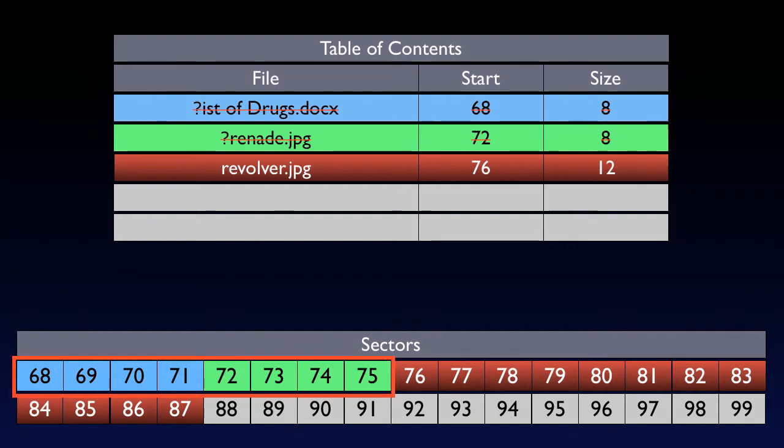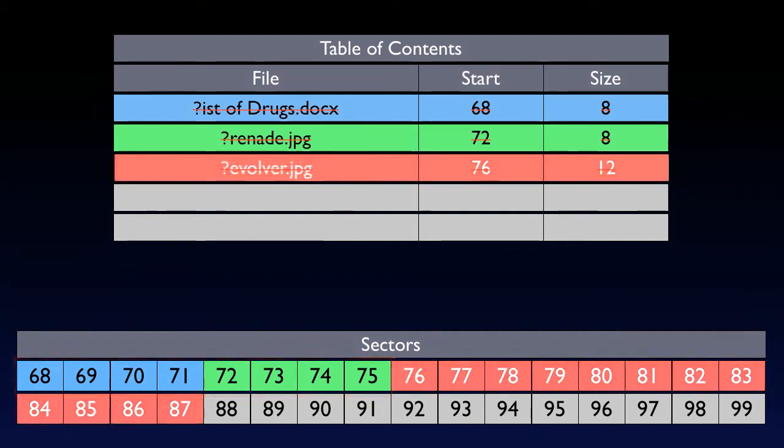And again, deleting that picture of the revolver only changes the first character of the file name in the table of contents. But that file is there how long? Forever, until it's overwritten. Now, nearly every file has what they call file signatures.